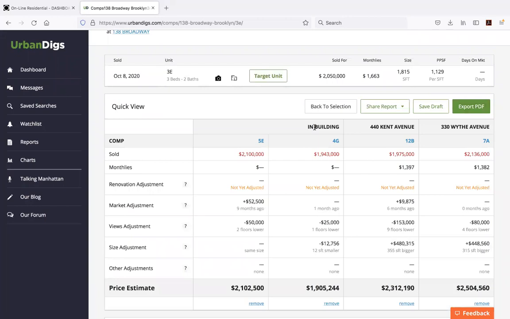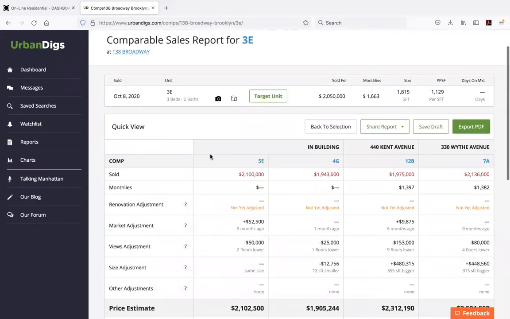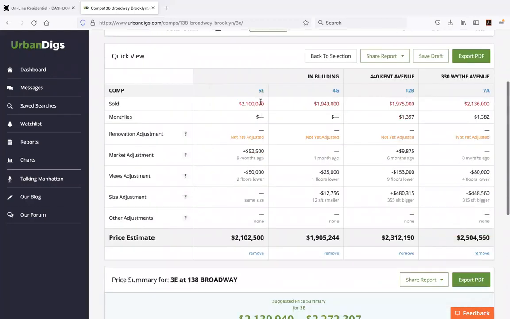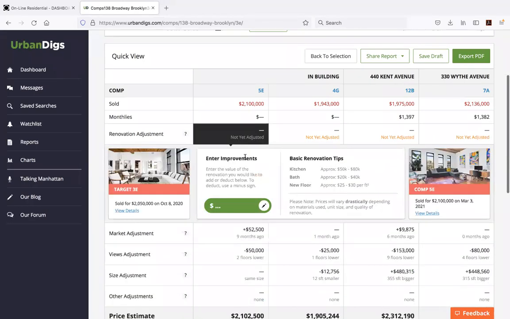Now, what this allows us to do is change the price based on what's happened. And the system is going to go in there automatically, right? So again, it went into 5E. This was the sold price. There's a renovation adjustment, right? So if you're looking at something that's not renovated at all versus something that's renovated, you can make an adjustment, right? And Urban Digs really talks you through how to make the adjustments, right?